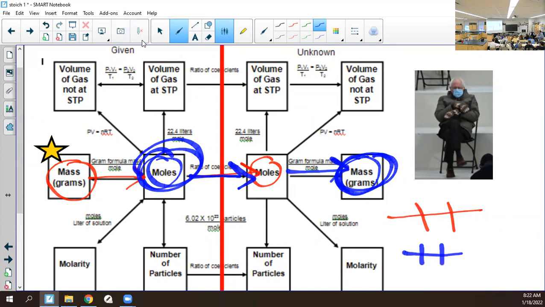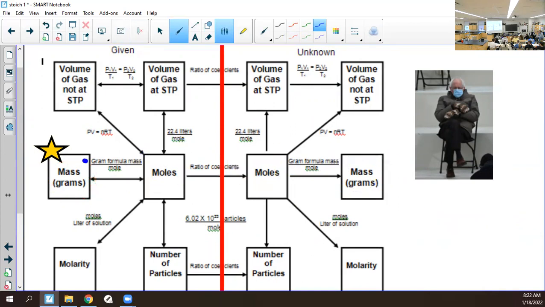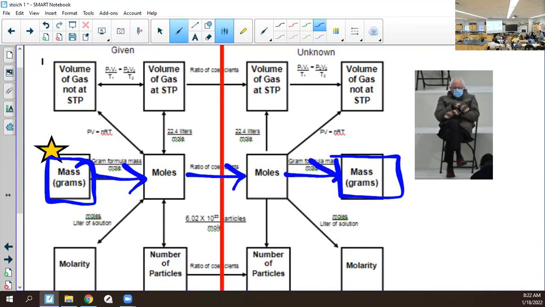Coming up in about 10 minutes, we're going to go from grams to grams. That would require 1, 2, 3 steps, or a picket fence with 3 vertical lines. You all right with that? This map really does help you figure out how many steps, and once you know the steps, you know where you are and where you want to go. It all comes together pretty easy.